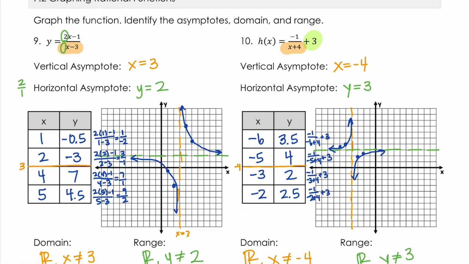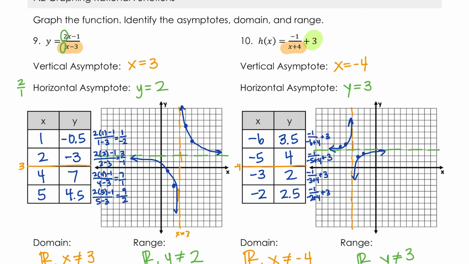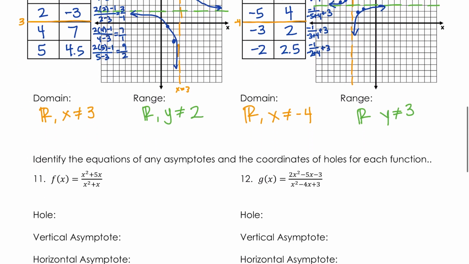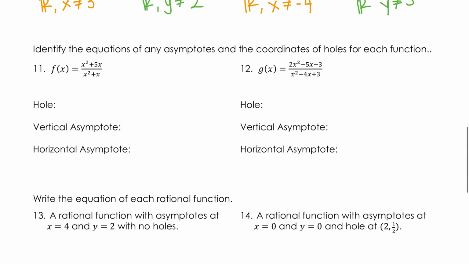Okay, so that's what graphing is. And this is graphing when I just have that simple rational function. There's no holes on these. Remember, holes come whenever we have a factor that we cancel on both the numerator and the denominator. So that's what we're asking for down here. It says identify the equations of any asymptotes and the coordinates of any holes for each function.